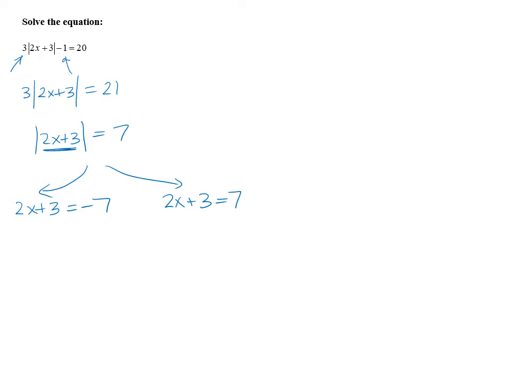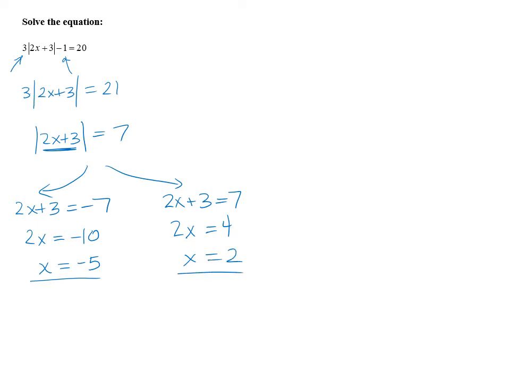And now we can isolate x with each one. So 2x plus 3 equals -7. We subtract 3 from both sides, so I get 2x equals -10, and then divide out the 2, so x equals -5. So there's one solution. For 2x plus 3 equals 7, subtract the 3 from both sides, 7 minus 3 is 4, and then divide out the 2, 4 divided by 2 is 2. So we get 2 solutions.